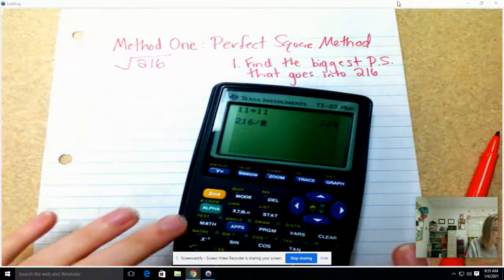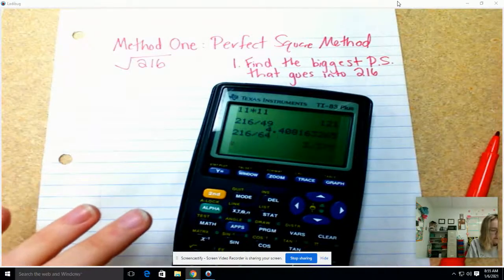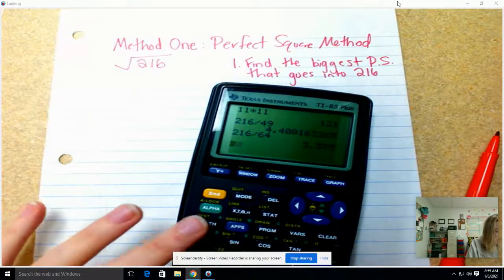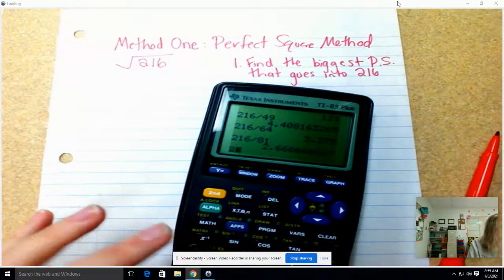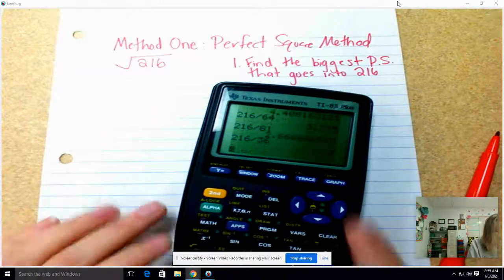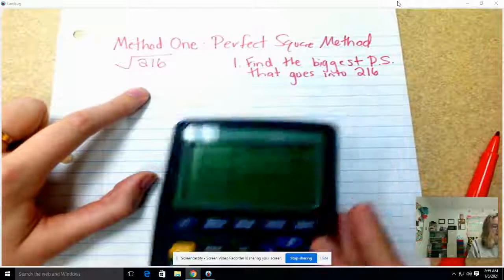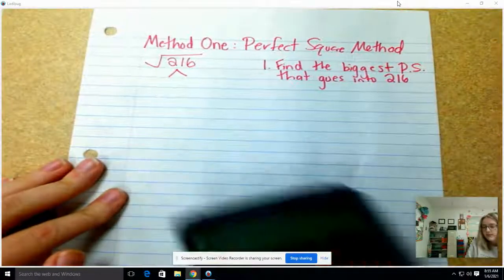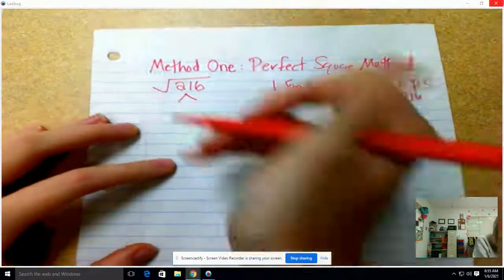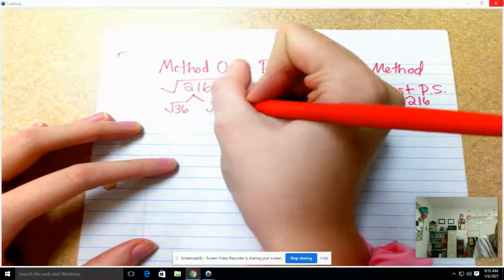So 216, is it divisible by 49? Nope. 216, is it divisible by 64? Nope. So we'll try one more big one, divided by 81. Nope. So we'll go down. We tried 49, so let's try 36. Yes, 36 works. 36 times 6 is going to give me that 216. So since 36 works, I'm able to break down the square root of 216 to make it the square root of 36 times the square root of 6.